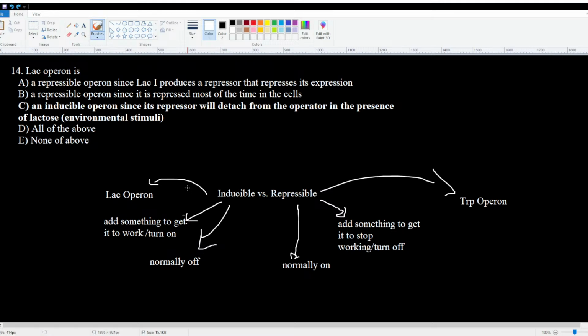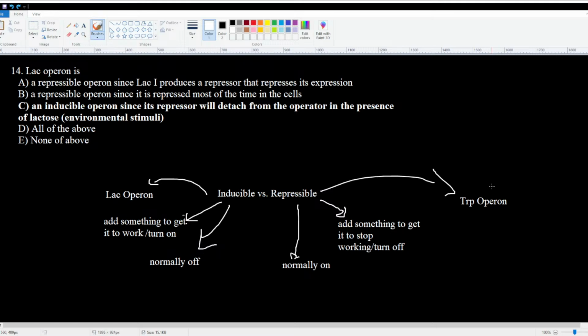But when we do have lactose, what lactose does, lactose is a cofactor. It binds to the inducible operon, gets it to start working and turn on, and then start making those enzymes that break down lactose. So that's what the inducible operon is doing. That's what the lac operon is. Versus repressible, the repressible operon will be tryptophan. That's one example. We always say lac and trp operons for these two examples because they're the clearest examples.